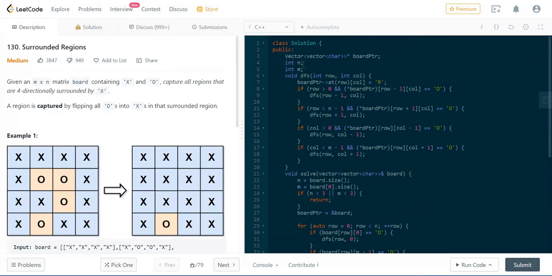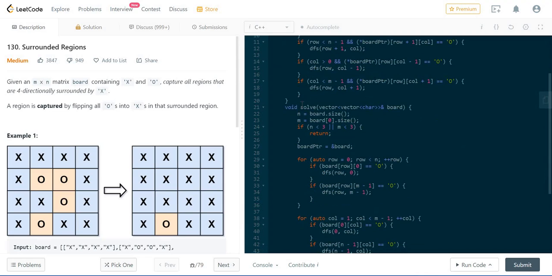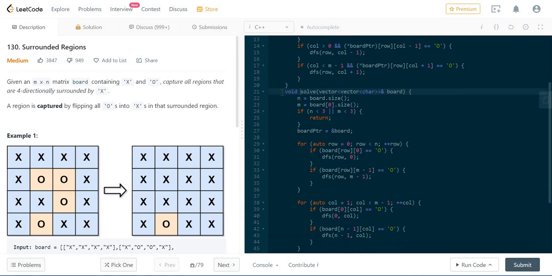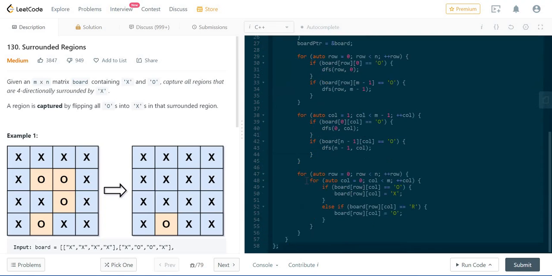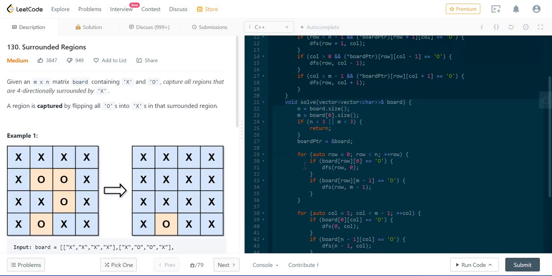This will store our number of columns. This is a member function of this solution class that I have created. This is a pointer to the board that I will get through input. This is the number of rows, and m is the number of columns. So we have to write our function. This is the main function that the online judge will call, so we have to basically start from here.